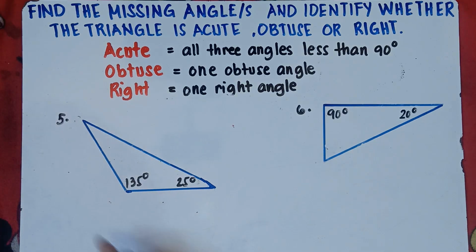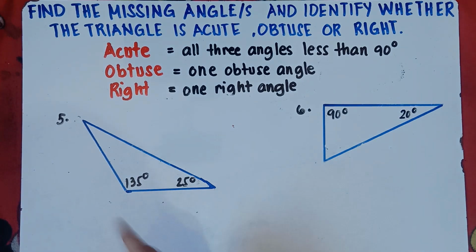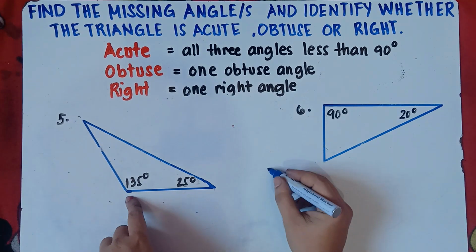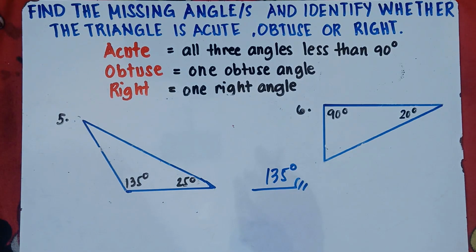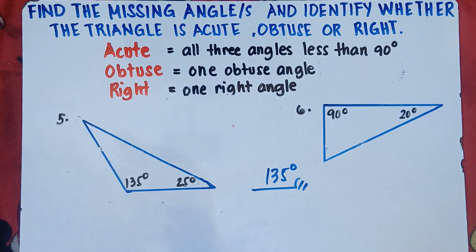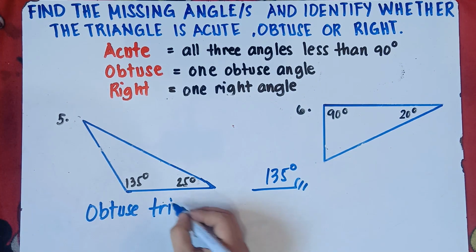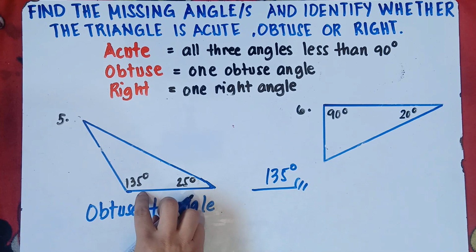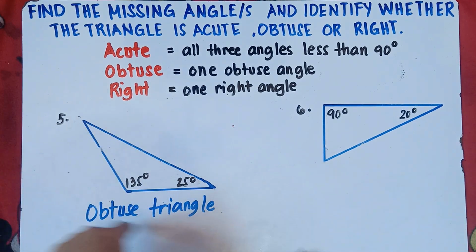Example number 5, we're told to find this angle. We are given a 135 degrees angle and a 25 degrees angle. Now, without finding the third angle, class, we already know what kind of triangle this is because we are given an obtuse angle. Once again, this 135 degrees, we call this one an obtuse angle. It is more than 90 but less than 180. Now, if you have one obtuse angle, automatic, class, this triangle is an obtuse triangle. One angle measures more than 90, less than 180. This angle is an obtuse angle, and this triangle is an obtuse triangle.